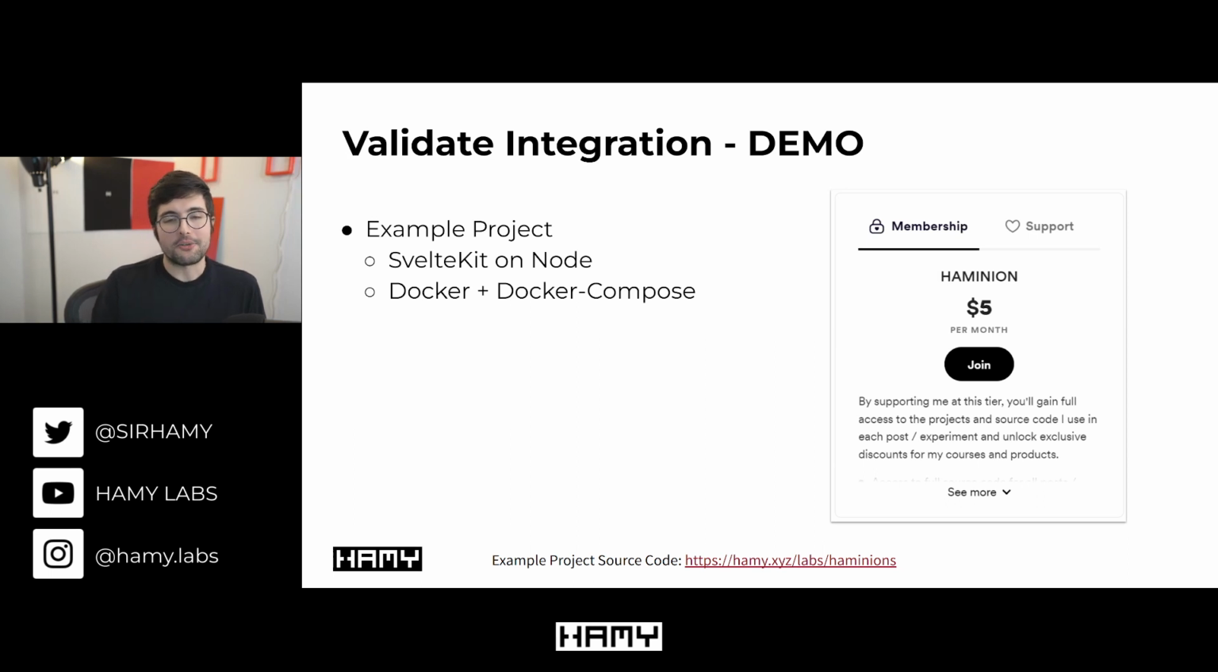But I always like to actually validate that this stuff works by giving a demo of a working example, and so that's what I'm going to do here. I have an example project, which is SvelteKit on Node, and then I run pretty much everything in Docker containers. So I'm doing the same here with Docker and Docker Compose. This is totally overkill for this example, but this is how I build projects. So this is how I like to build examples.